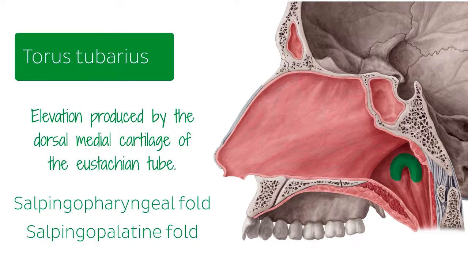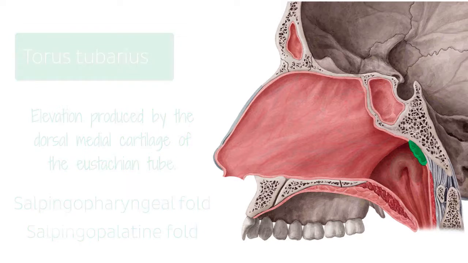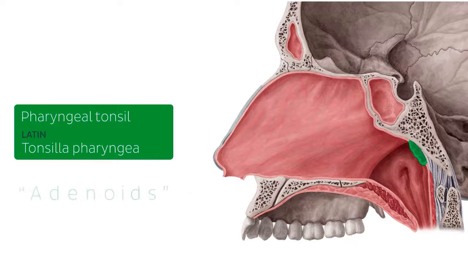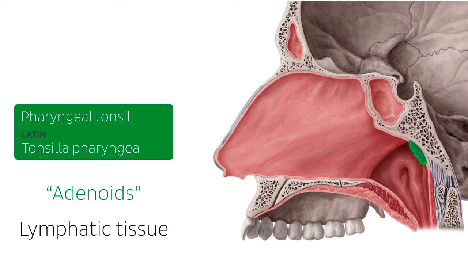The final structures I'm going to cover in this tutorial are the pharyngeal tonsils. They are also known as the adenoids. They are made up of a mass of lymphatic tissue located at the roof of the nasopharynx. Their structure degrades with age and they are almost entirely absent after puberty.